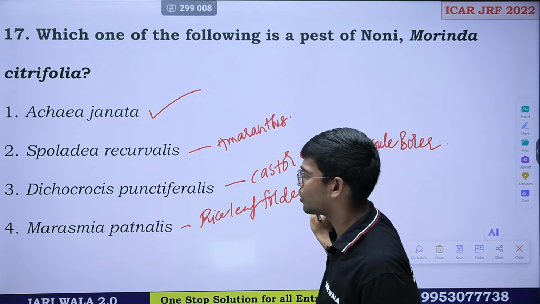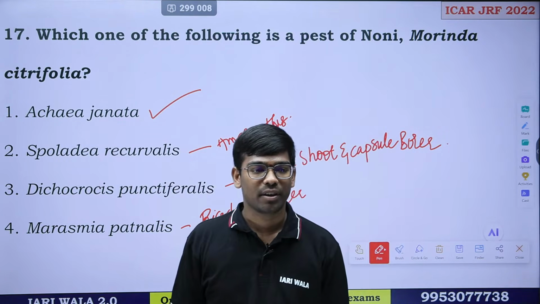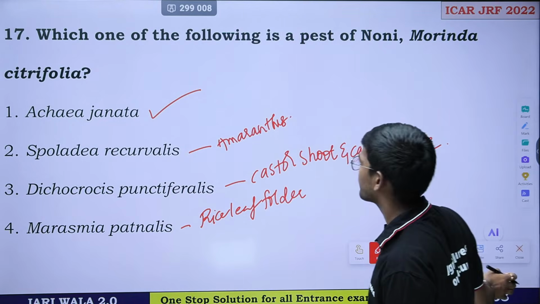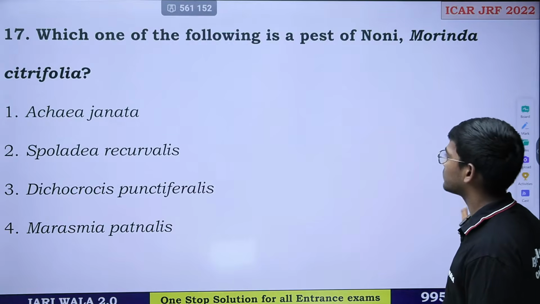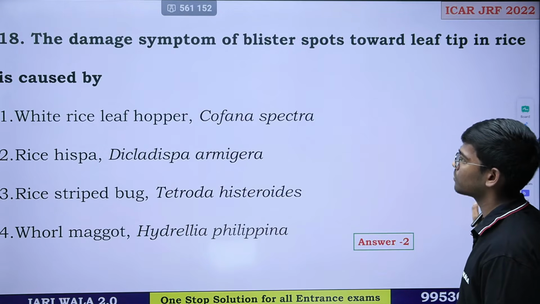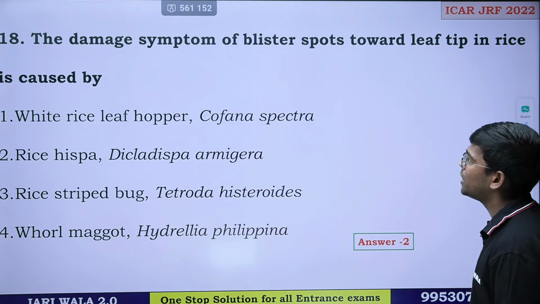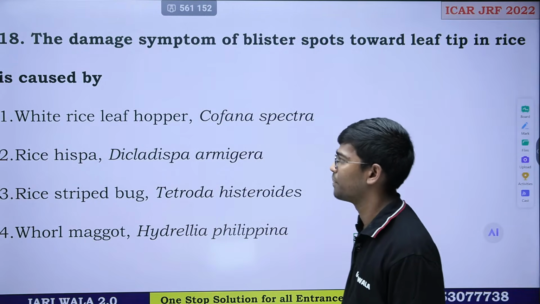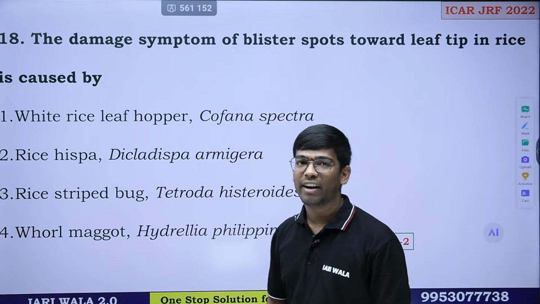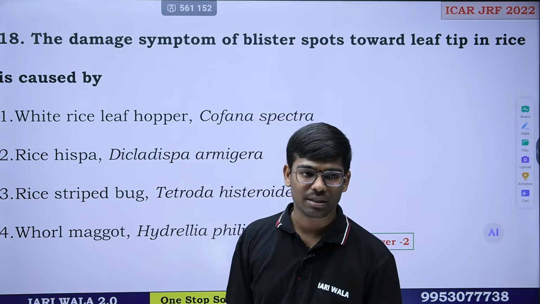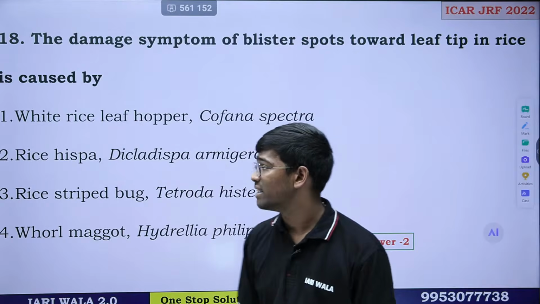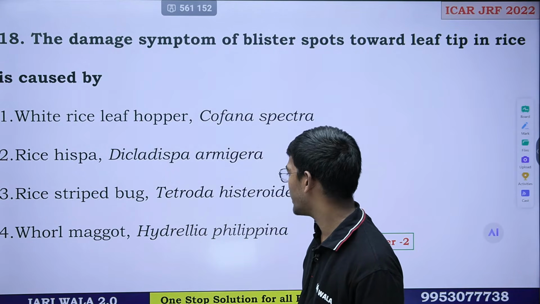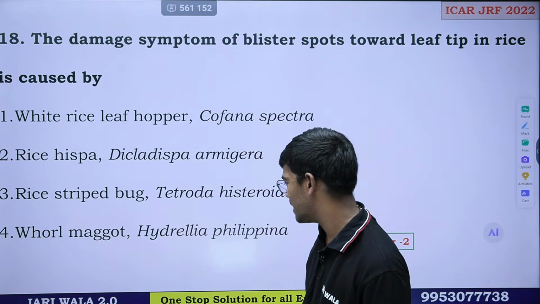Apart from Nephalocrocis medinalis, we have Marasmia patnalis, so another insect. The damaging symptom of blister spots towards the leaf tip in rice is caused by: the first option is white rice leaf hopper, that is Cofana spectra, and the next option is rice hispa, that is Dicladispa armigera, and rice striped bug, that is Tetroida hysteroides, and rice whorl maggot is Hydrellia philippina.